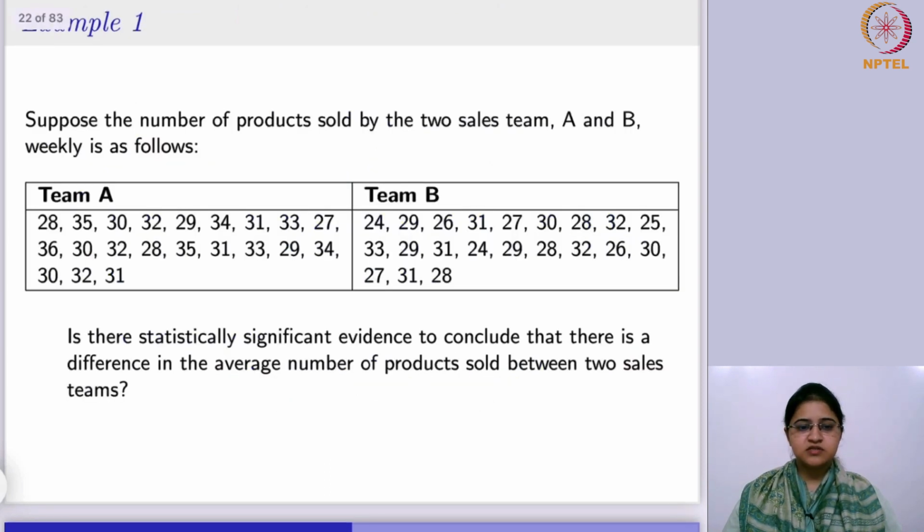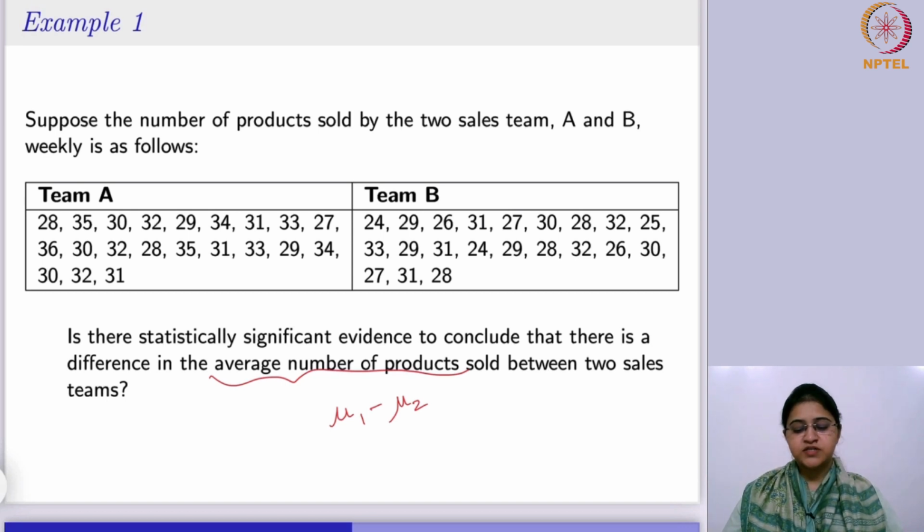To understand this, let us consider this example. Suppose the number of products sold weekly by the two sales teams A and B are given as follows. Based on this data set, is there statistically significant evidence to conclude that there is a difference in the average number of products sold between the two sales teams? By just looking at the statement, you can identify that we are talking about the average number of products. Where you have average, your mean would come into use, and you will have mu1 minus mu2.